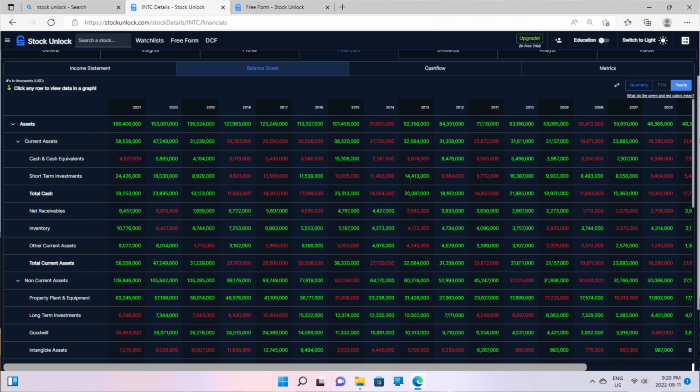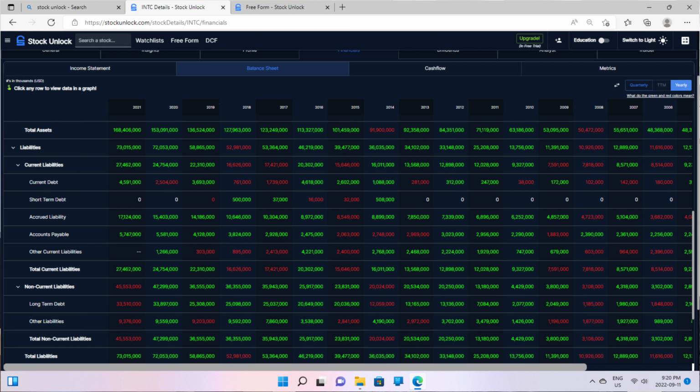Now let's move on to the balance sheet. Here we can see the current assets and total assets are increasing every single year. Its current liabilities and total liabilities are also increasing. The company has more assets than liabilities, which is a good thing to see.